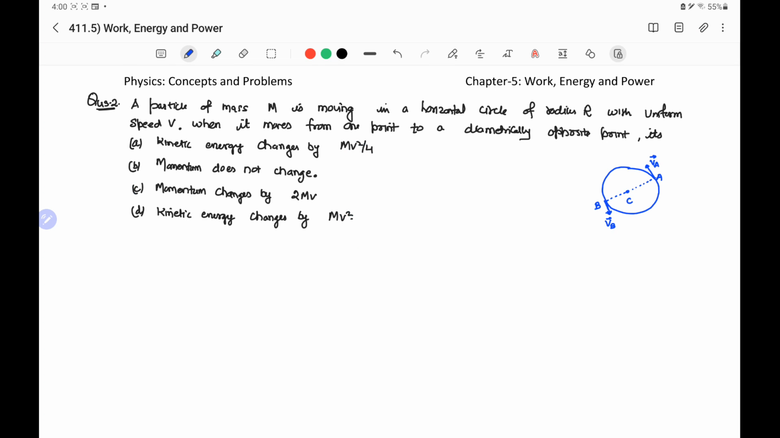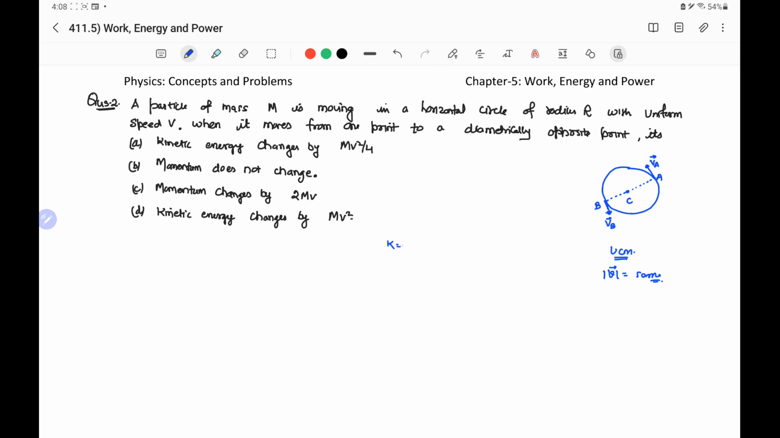Second question is, a particle of mass m is moving in a horizontal circle of radius r with uniform speed v. When it moves from one point to diametrically opposite points, its kinetic energy changes by mv square by 4. Momentum does not change. Option C is momentum changes by 2mv and D is kinetic energy changes by mv square. Because the body is moving in a circular path with uniform speed, it is a case of uniform circular motion, and in uniform circular motion velocity has the same magnitude at all points.